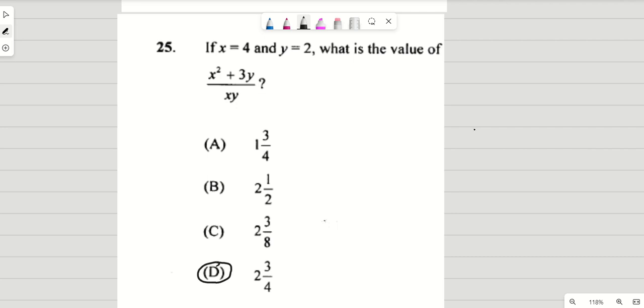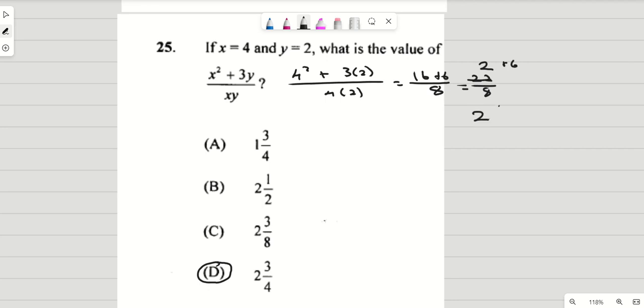We have x squared plus 3y all over xy, where x is 4 and y is 2. So it's going to be 4 squared plus 3 by 2 all over 4 by 2. So we know this is 16 plus 6 all over 8, which is 22 over 8. 8 can go into 22 2 times remainder 6. So it will be 2 and 6 over 8, but 2 can go into 6 3 times and 2 can go into 8 4 times. So the answer is 2 and 3 over 4.